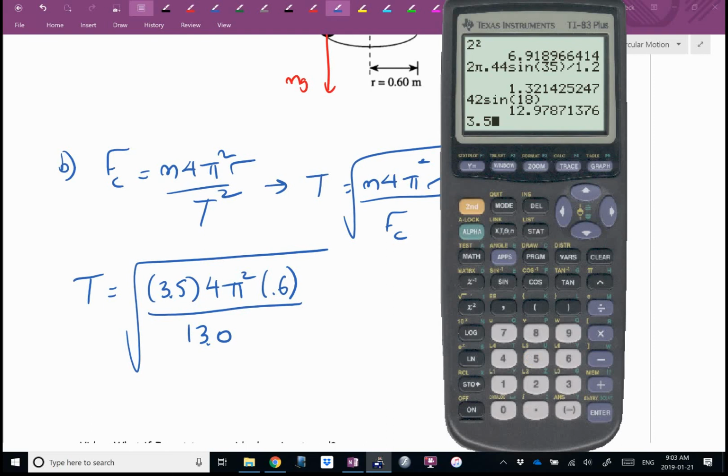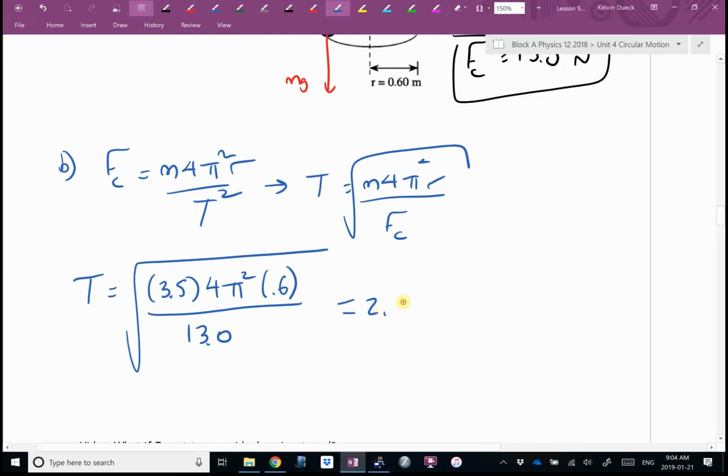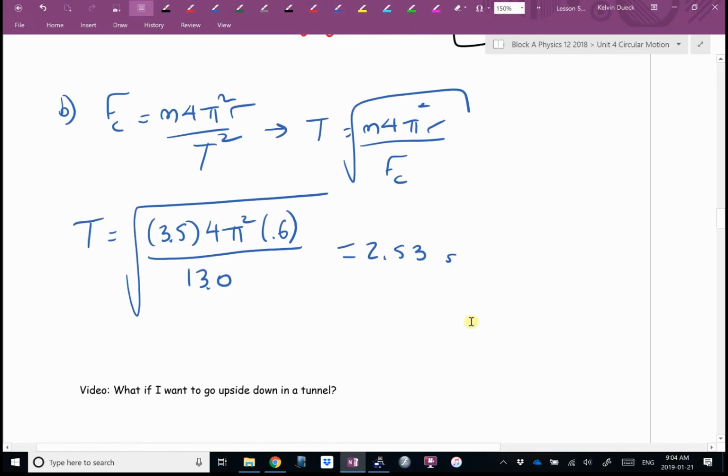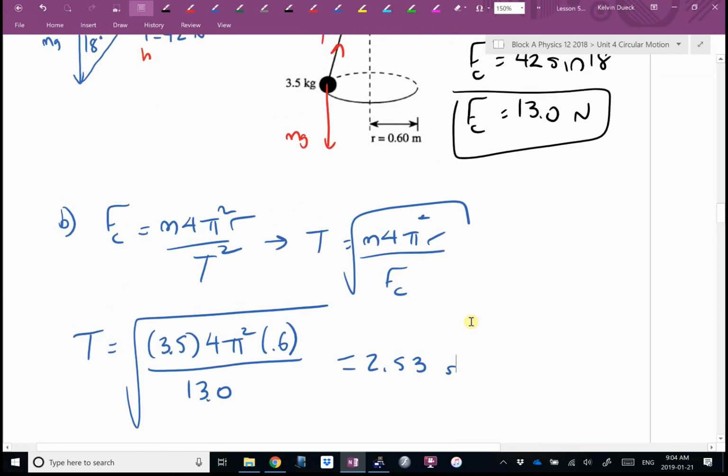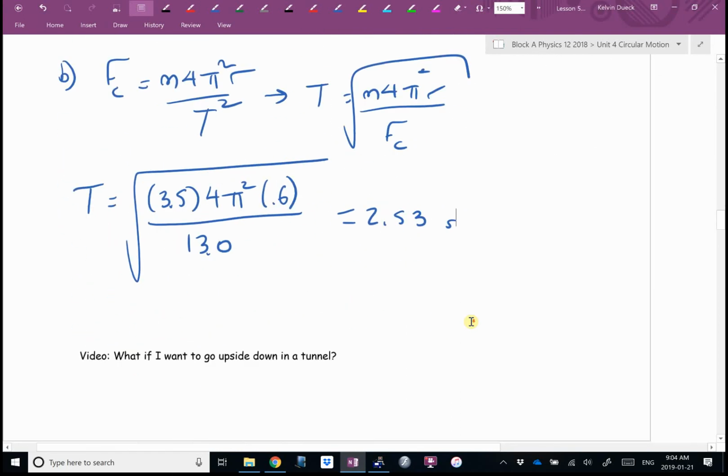3.5 times 4 pi squared times 0.6 divided by answer button, square root of that, 2 point something, 2.53 seconds. Okay. That is the conical pendulum, and you'll see a few of these in your homework as well.